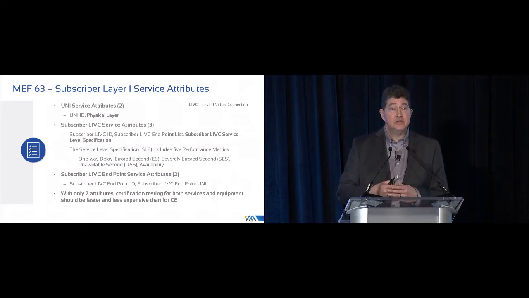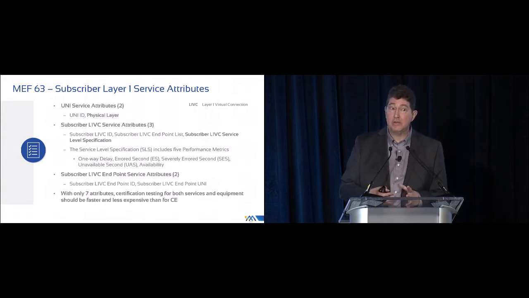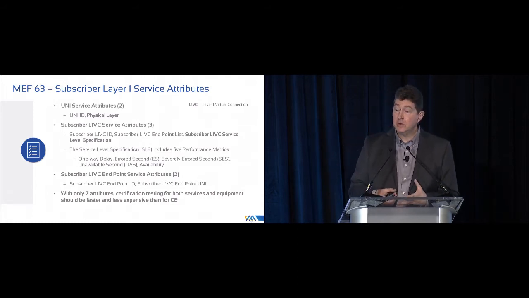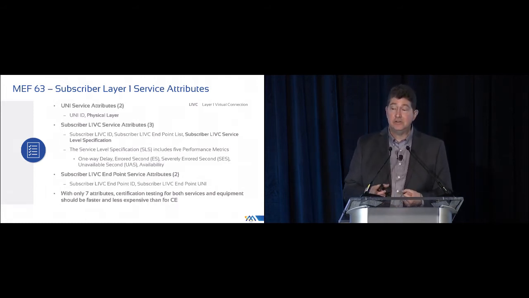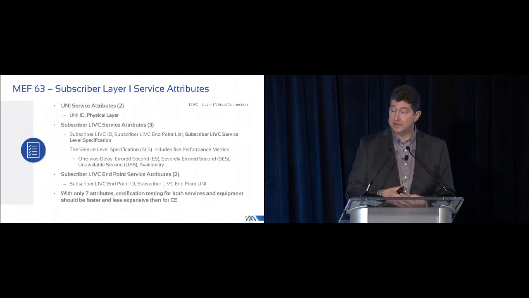We've defined it using the same groupings of service attributes as for carrier Ethernet. So we have UNI Service Attributes, in this case a Layer 1 VC as opposed to EVC service attribute, and endpoints associated with the EVC, the L1 VC in this case. Overall there's only 7, and 5 of those are identifiers. So there's really 2 key ones to focus on, which are the ones I have bolded there, the physical layer and the subscriber Layer 1 VC service level specs. That's the performance metrics that define the behavior of the service.